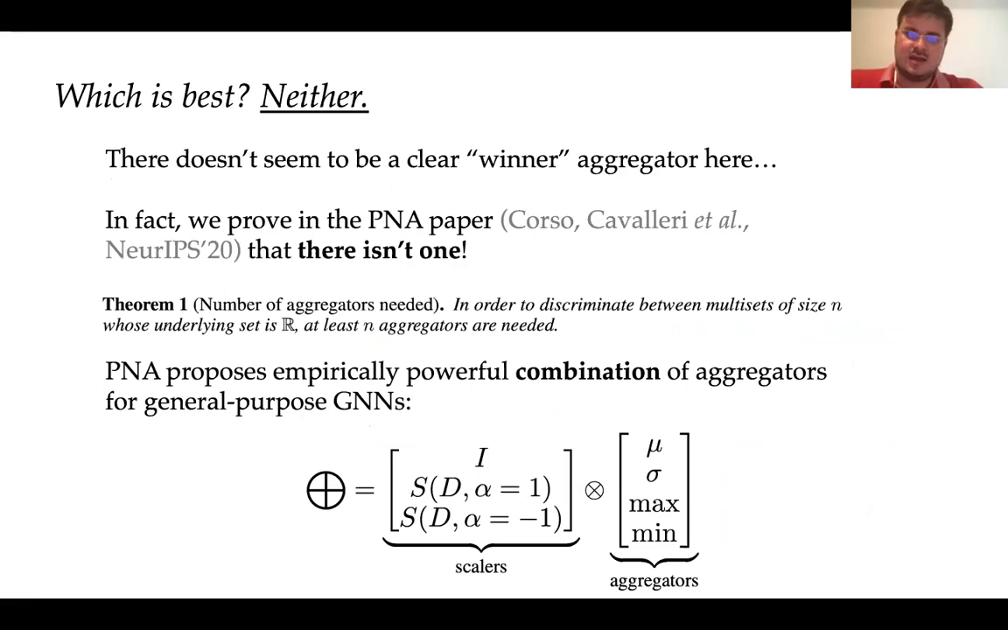And there doesn't seem to be a winner even in this case. In fact, in our PNA paper, which we published at last NeurIPS, we prove that there isn't a winner aggregator. If you want to discriminate between neighborhoods of size n, whose underlying feature set is the set of real numbers, you need at least n aggregators. And in the PNA paper, we also propose to combine various aggregators to reap as much of the theoretical benefits of doing multiple aggregations. So use means, standard deviations, maxima, and minima as a sort of basis, compute all of them at once and concatenate the results.